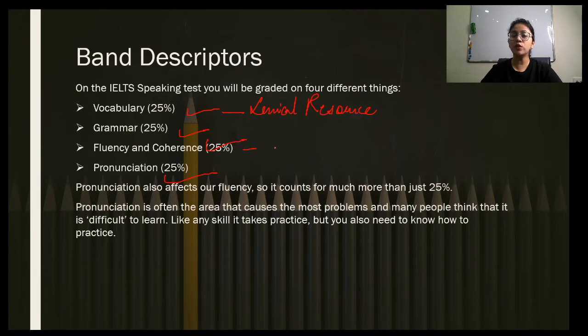Now, fluency and coherence is nothing but the usage of signposting language, connecting whatever you are saying in the different stages, and most importantly, not hesitating and continuing to speak without any interruptions. This is what is going to help you the most in the IELTS speaking.